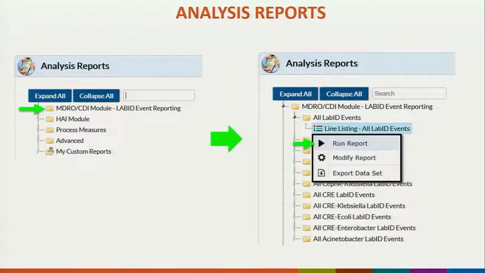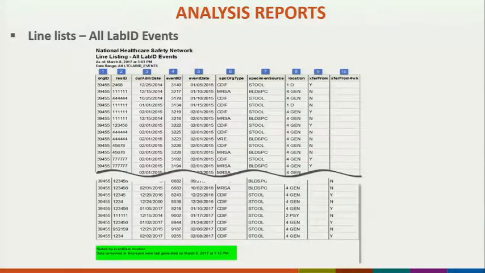So first, I'll discuss how to view and interpret line lists. In this example, we're going to start with events under the MDRO module. If you click on MDRO, we're going to look at all lab ID events. If you click on this folder, you'll get the drop-down list for line lists. And if we click on that, the next drop-down list will give us the option to run reports. So this is the standard line list report created in NHSN, and it'll show on a separate output window from the window that you're running the application on.